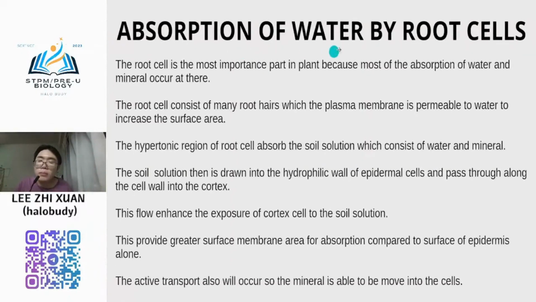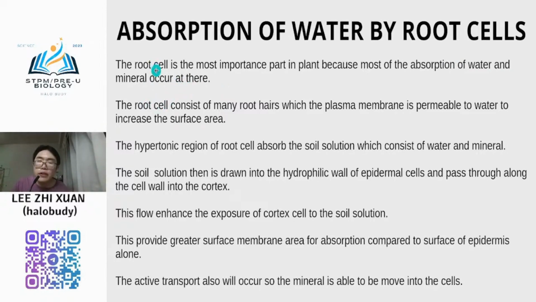Water absorption by root cells. Okay, so the root cell is an important part because absorption of water and mineral ions occurs there. All the water molecules and mineral ions in the plant are absorbed at the root cell.